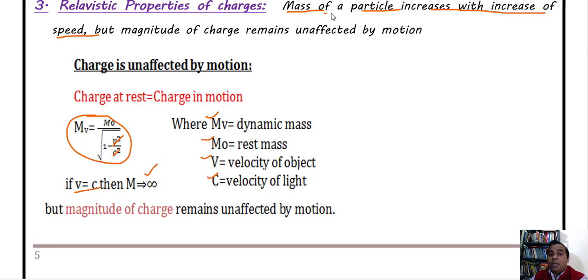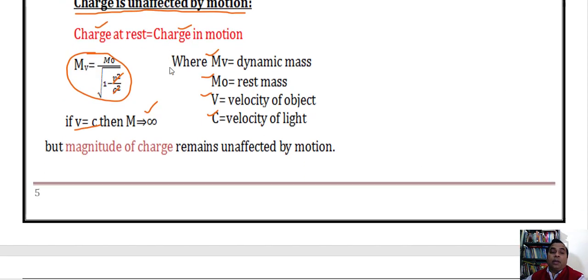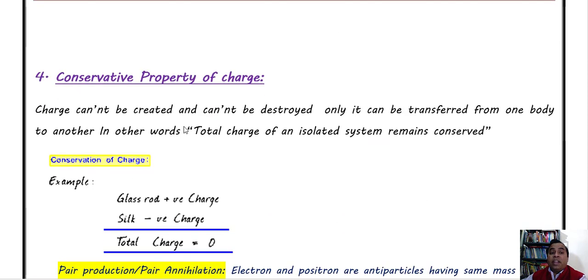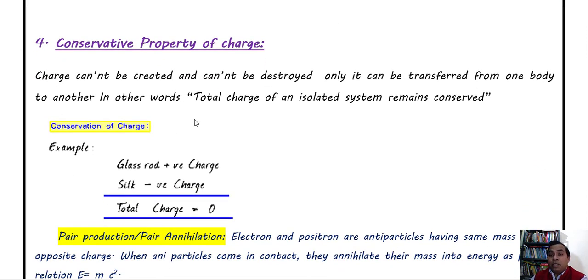The mass of a particle increases with increase of speed, but the magnitude of the charge remains unaffected by motion. That's the relativistic property of charge. The charge is unaffected by motion. Whatever the magnitude of the charge at rest, the same it will continue to be even if it is moving.